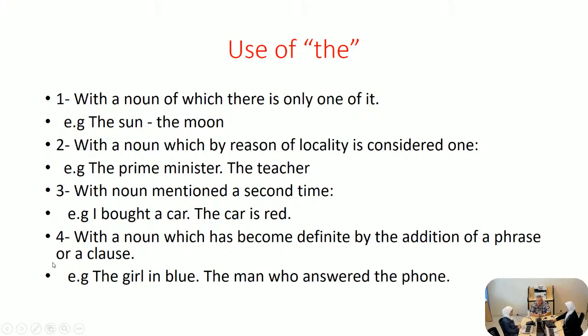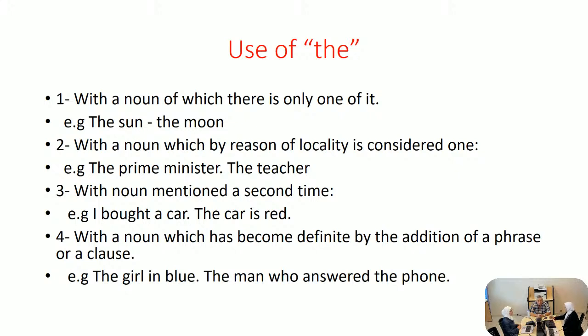We come to the definite article, the, with Ms. Safa. With a noun of which there is only one, we use it: the sun, the moon. So when the noun is unique in the world, in the country, or in the place, we use the, just like the sun or the moon.